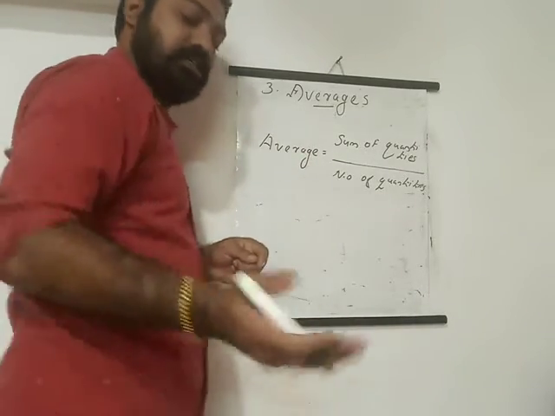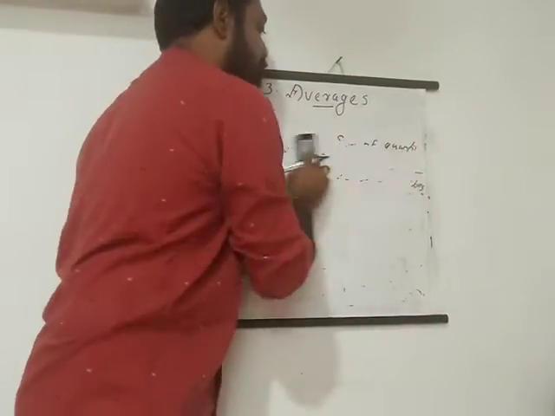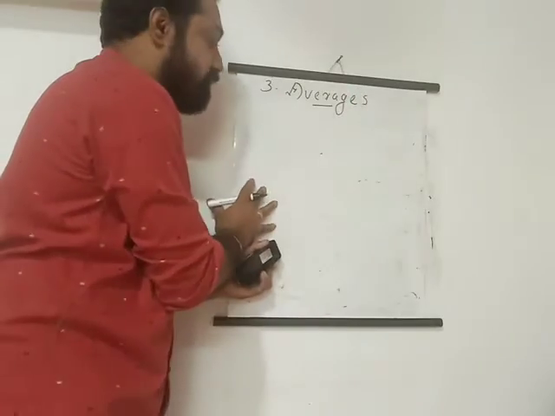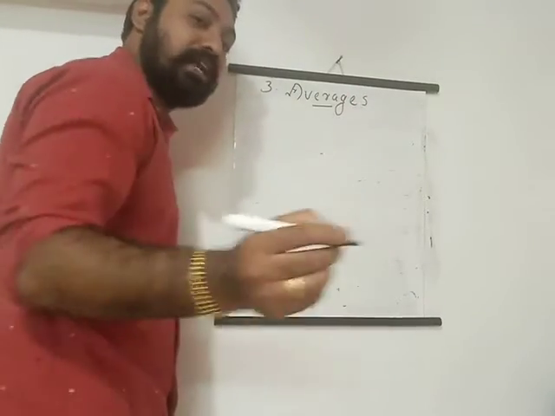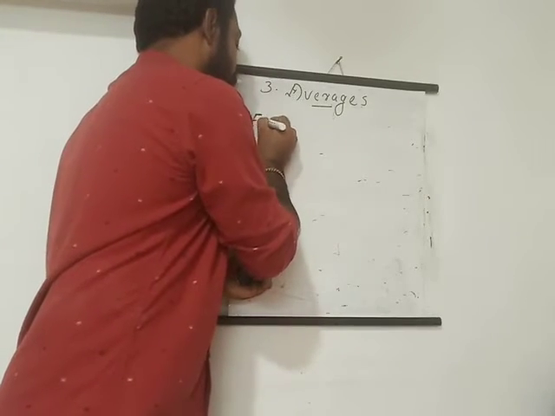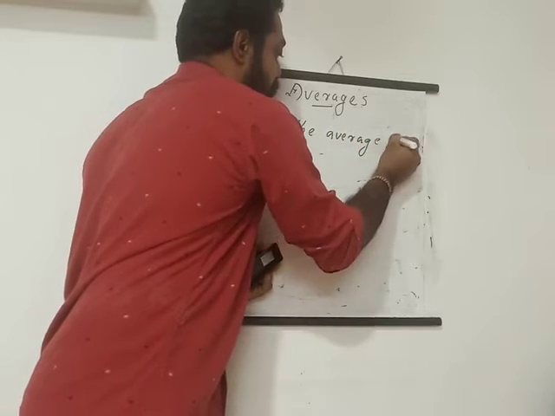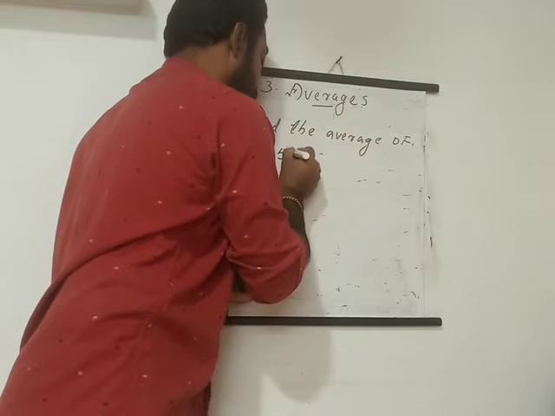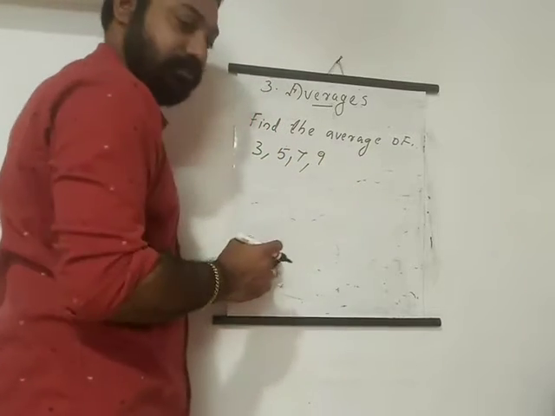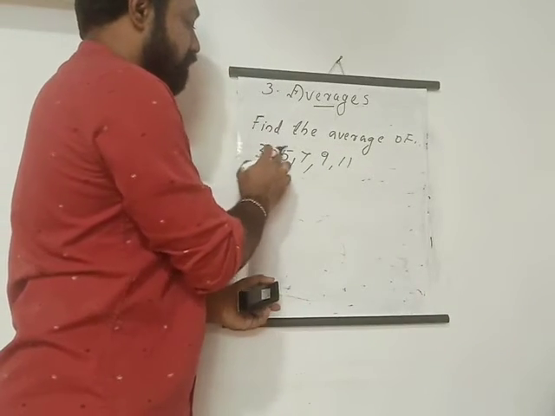It means that, very simple. This is only a rough definition we are writing. If you have a set of numbers, for example, you need to find the average of some numbers. Find the average of 3, 5, 7, 9, 11.